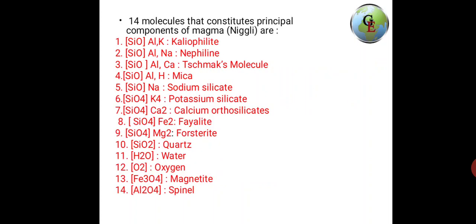There are 14 molecules which are principal components of magma given by Niggli. These are calcium phyllite, nepheline, Tschermak's molecule, mica, sodium silicate, potassium silicate, calcium silicate, phyllite, phosphorite, quartz, water, oxygen, magnetite, and spinel.